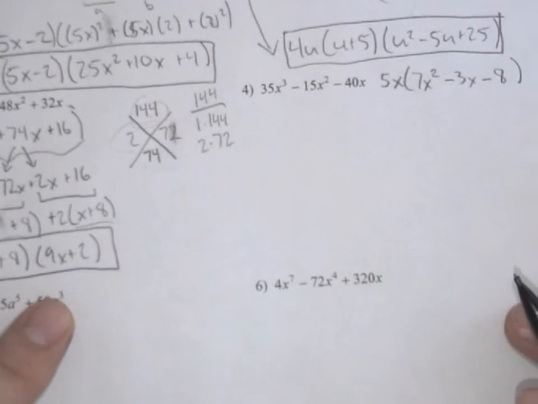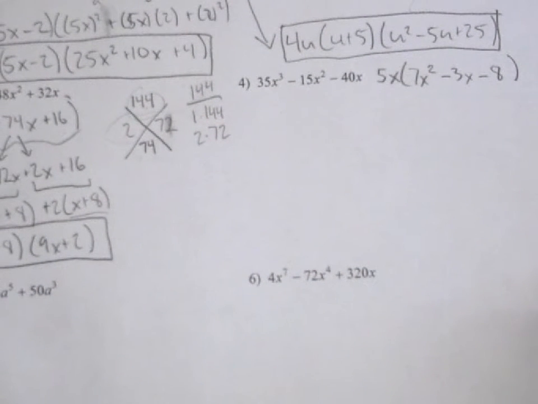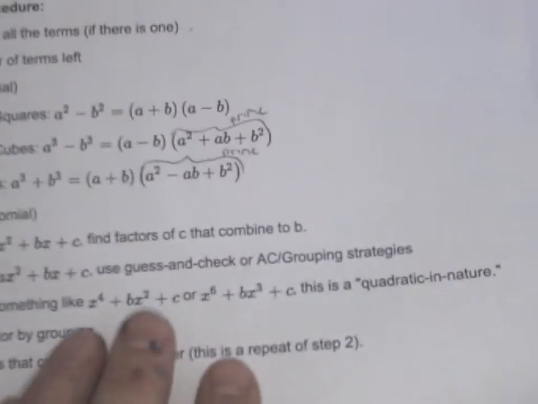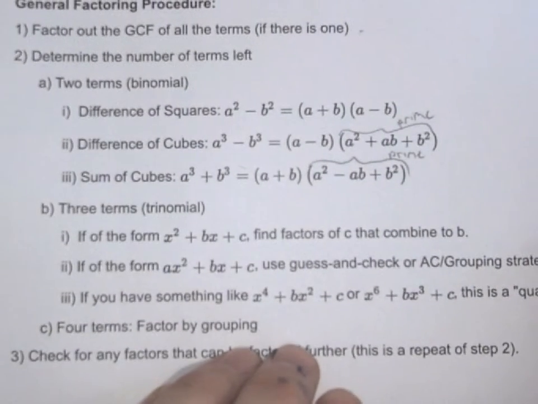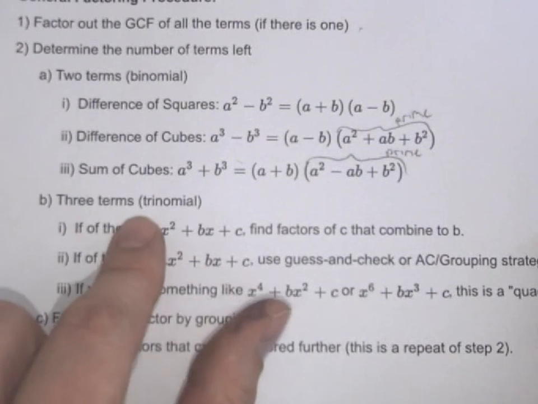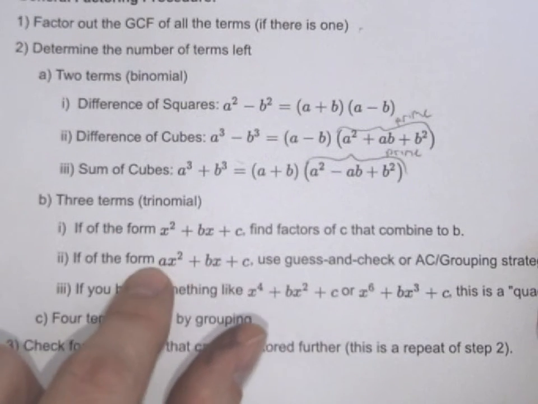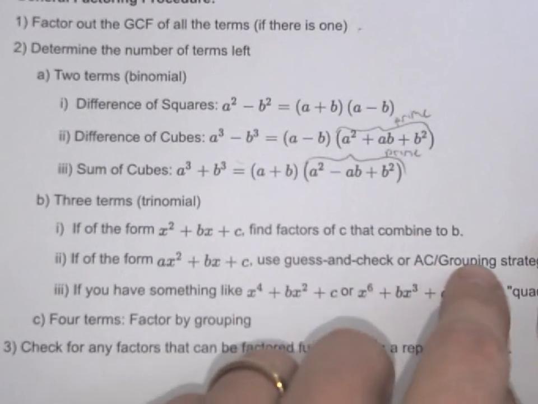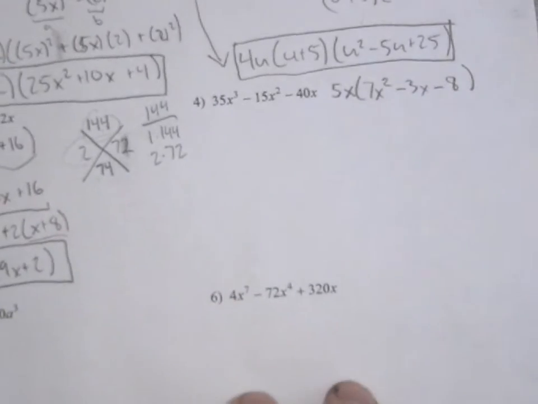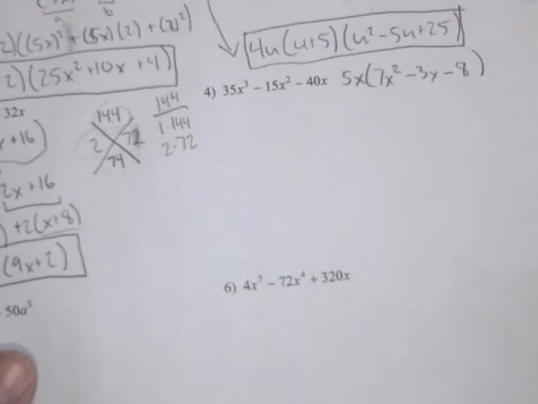Okay, so step 1, check. Take out the greatest common factor. Yep, we sure did that. So step 1, we can check off our list. Okay, step 2, determine the number of terms. Well, again, we have a trinomial, and again, it's one of these guys. Looks like this. So we can try AC grouping again, or we could do guess and check if we want. I think the AC grouping is a little bit more straightforward. So let's take a look at that.